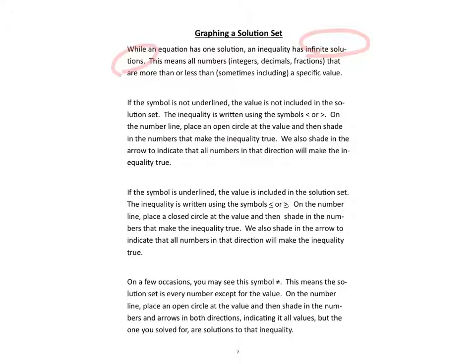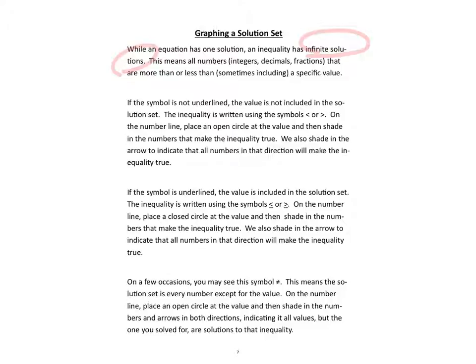So if I said that minimum wage is $7.25, that means that I can make $7.25, $7.26, $7.27, $7.28. Minimum means it has to be that amount or above it. So that's what it means when it says sometimes including. And then it goes into the second paragraph, talks about the symbol being underlined. If the symbol is not underlined, then the value is not included. Whereas if the symbol is underlined, the value is included.